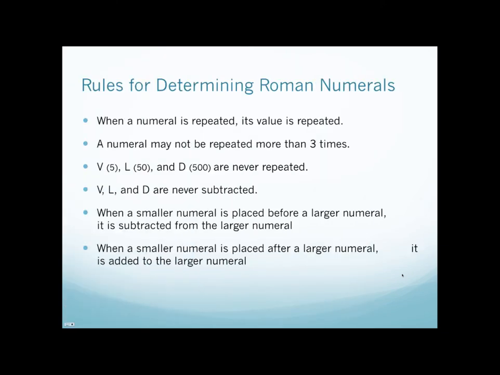And some rules for Roman numerals: if a numeral is repeated, then its value is repeated. So if you see XXX, that would be the same as 30. You can't repeat a numeral more than 3 times. 5, 50, and 500 are never repeated, and they're never subtracted. If a smaller number is placed before a larger number, then that number is subtracted from that larger number. And when a smaller number is placed after a larger numeral, it's added to the larger number.